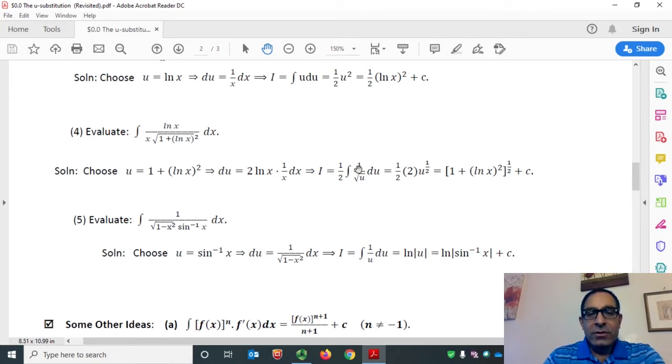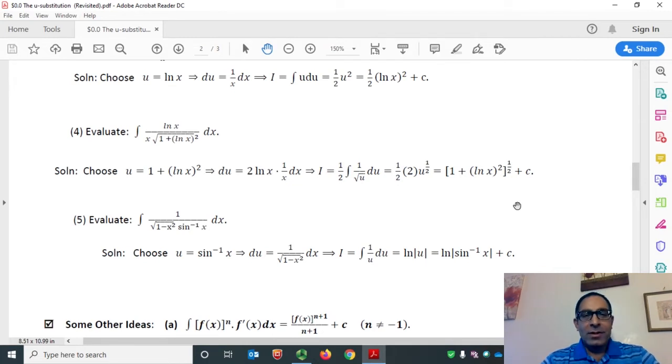So the integration of u to the power negative 1/2 is u to the power negative 1/2 plus 1. So that gives you u to the power plus 1/2, which is here, and dividing by 1/2. That is same as multiplying by 2. So that 2 is coming from there. Then 2 cancel. In the next step, let's resubstitute u equals to this variables. Then our final answer is 1 plus natural log of x outside is square, everything outside is square, power 1/2 plus constant of integration c.